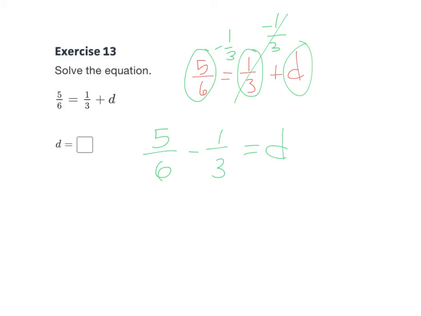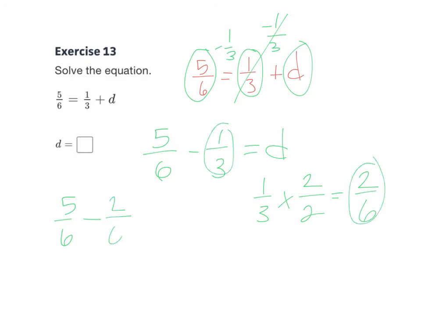Now, in order to subtract these, you need to have common denominators. So I'm going to take 1/3 and multiply that by 2 halves. That's going to give me 2/6. So now I'm going to rewrite it as 5/6 minus, instead of 1/3, I'm going to put in 2/6, is equal to d. 5/6 take away 2/6 is 3/6.